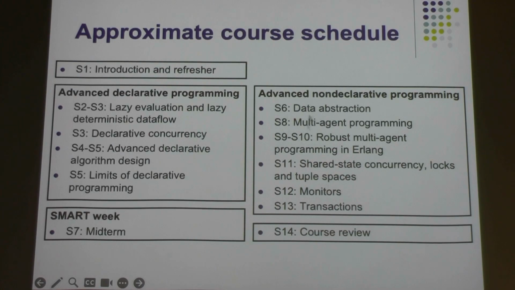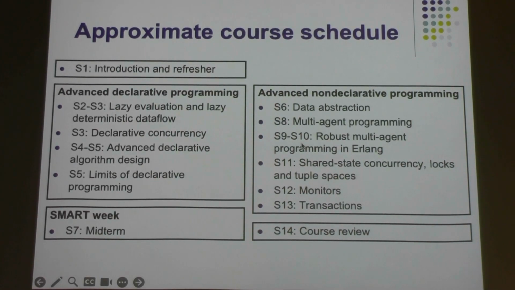And then we go into non-declarative programming. So I will continue on data abstraction. So you saw some of it already in the previous course on multi-agent programming. But then we will talk about robust multi-agent programming in Erlang. So we have 2 lectures which are based on Erlang. So I gave already an introduction to Erlang in the previous course, but we're going to go much deeper into that in this course, okay?